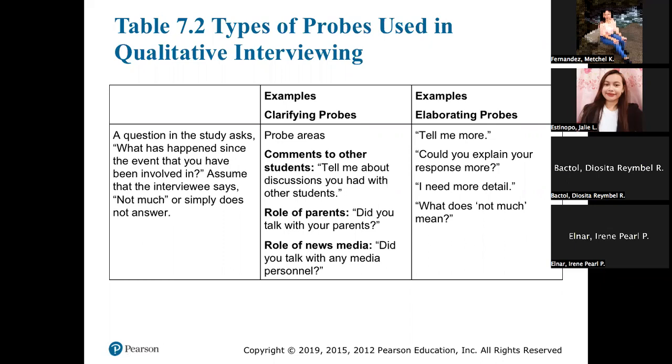So we have there a question in the study: what has happened since the event that you have been involved in? Assume that the interviewee says not much or simply does not answer. Examples of clarifying probes: probe areas, comments to other students. Tell me about discussions you had with other students. Then the role of parents: did you talk with your parents? And then the role of news media: did you talk with any media personnel?